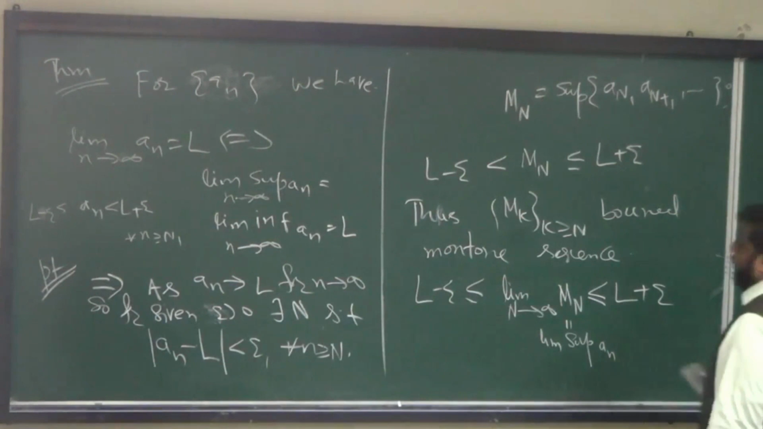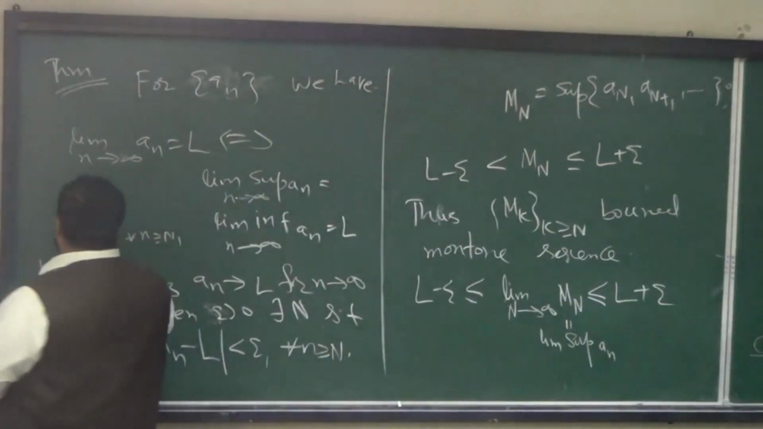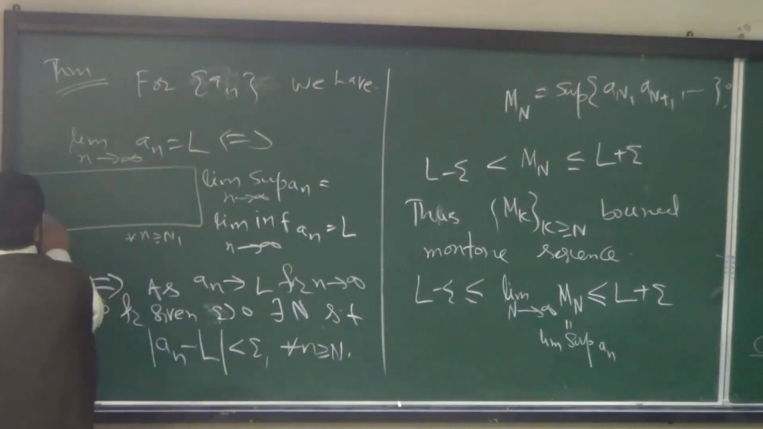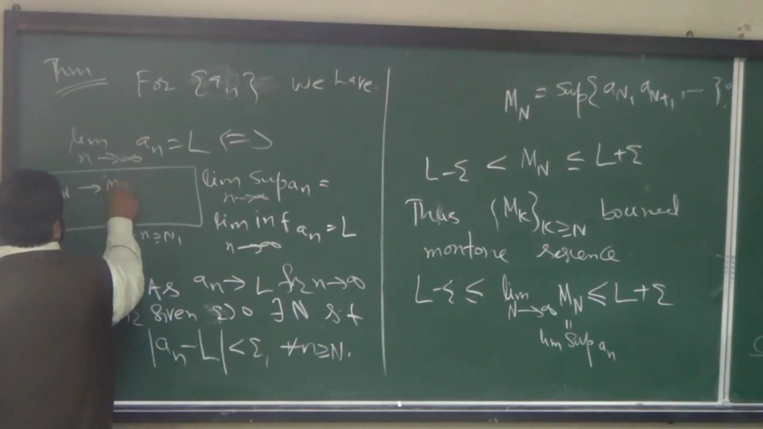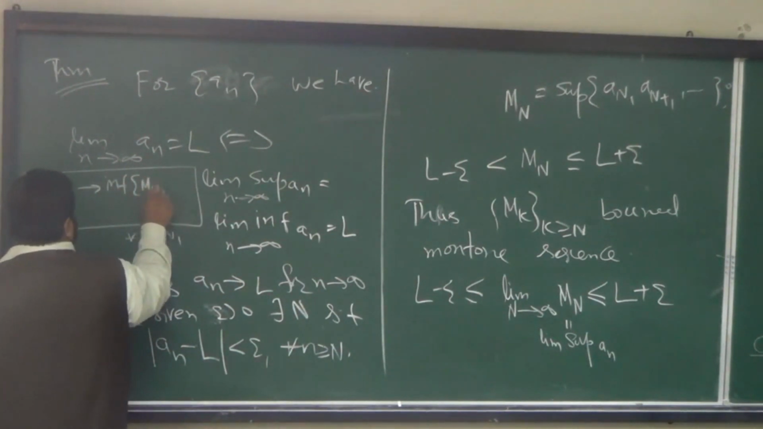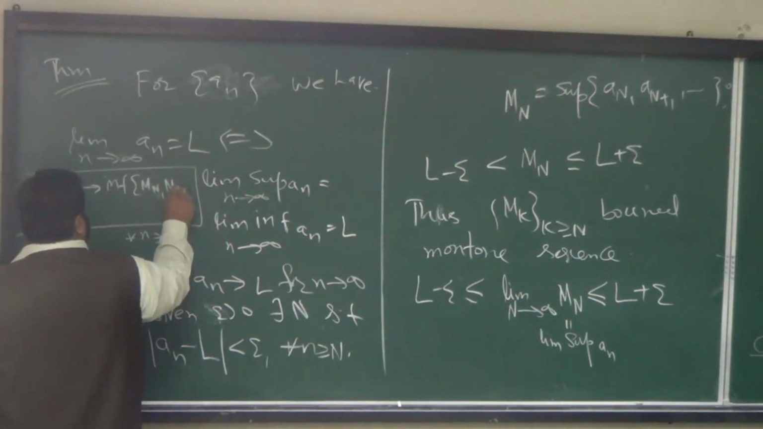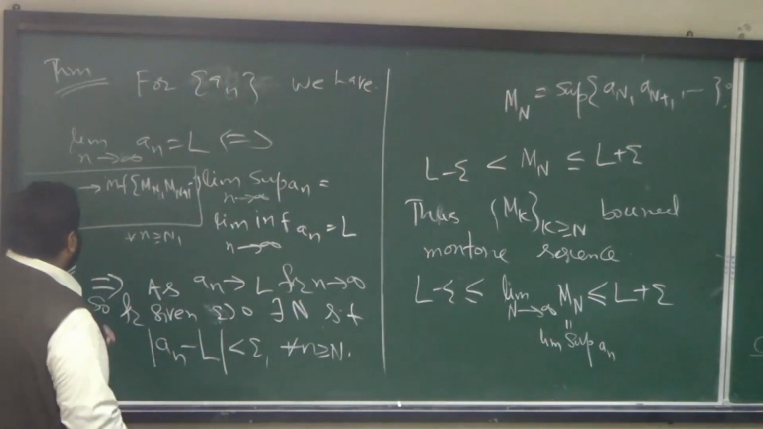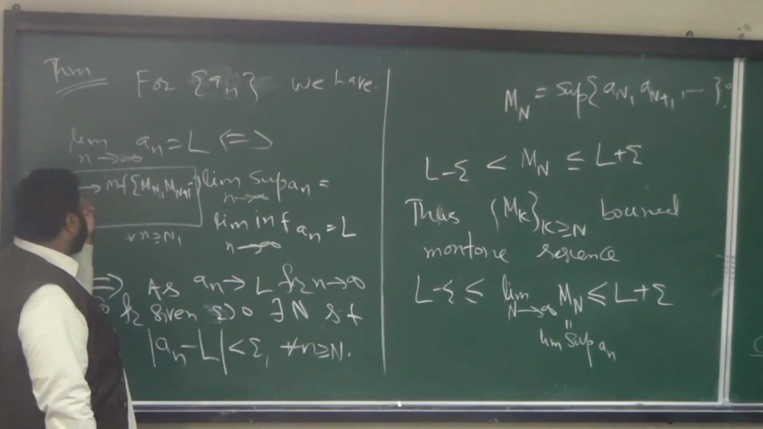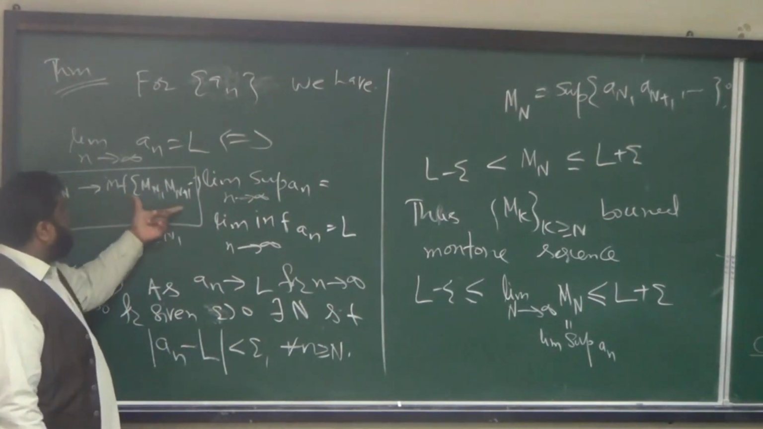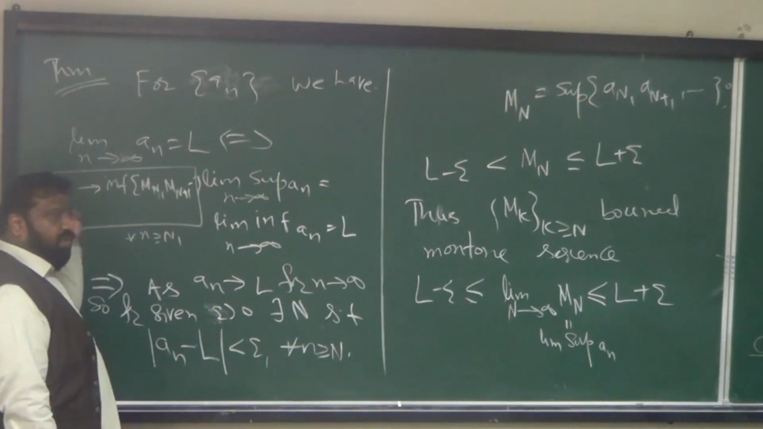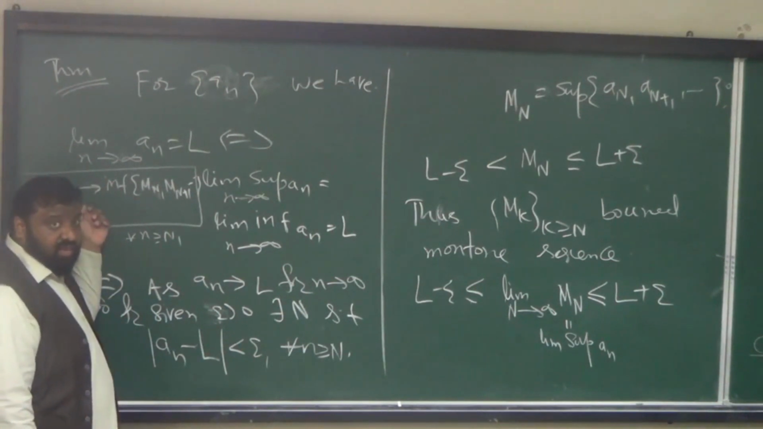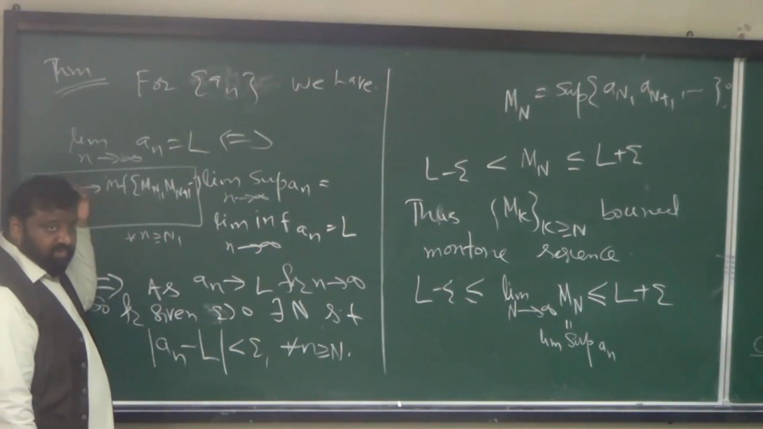Let me write this fact explicitly so that it can make sense. So Mn converges to the infimum of Mn, Mn plus 1, and so on and so forth. That's what it does. Now what should be the relationship between this infimum and this Mn? This infimum is always going to be smaller than or equal to each of these Mn's. Agree?